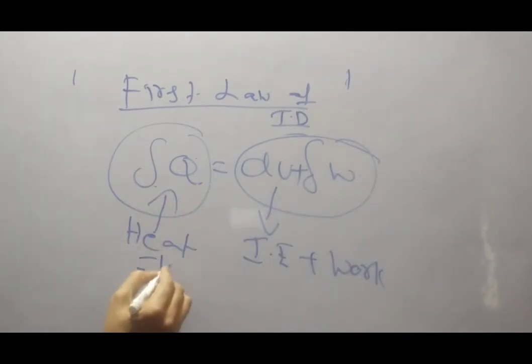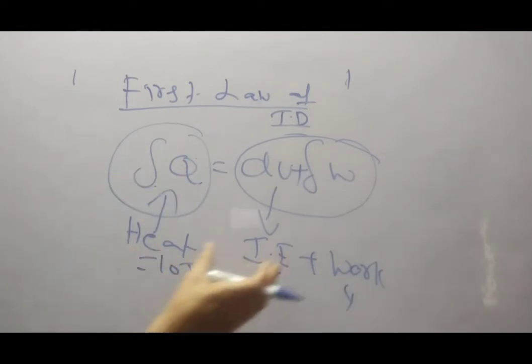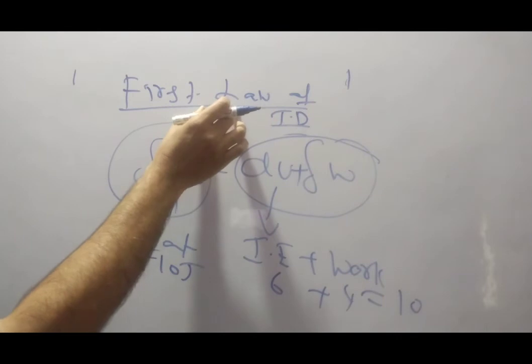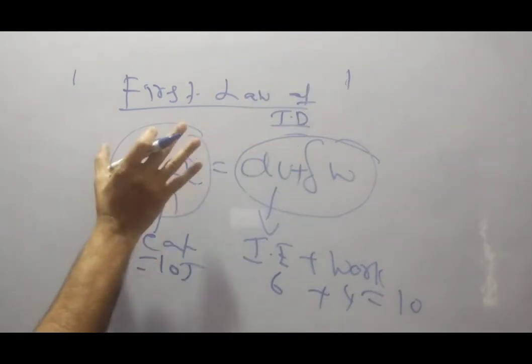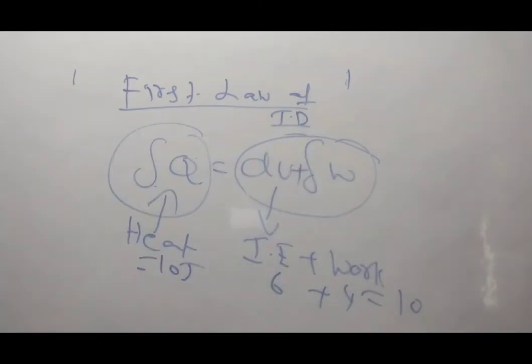Previously I told you 10 joules of energy are converting, suppose 6 and 4 here. Means 10 joules you are converting to 6 parts of internal energy and 4 parts of work energy. But total energy is constant, 10. 6 plus 4 equals 10. That is the law of conservation of energy. So another form of your first law of thermodynamics is nothing but the law of conservation of energy only. You are converting one form to another form.